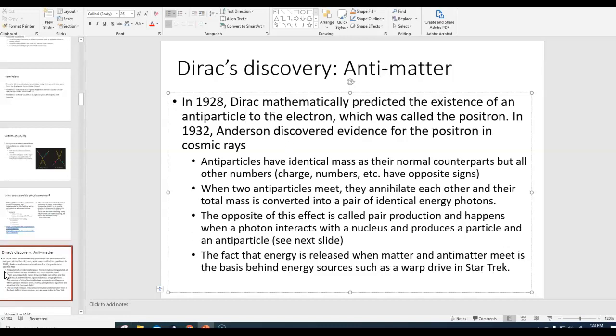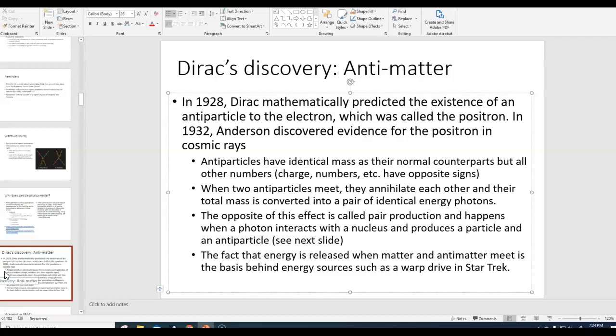Now, when I say an antiparticle to the electron, a lot of people think that the proton is the opposite of the electron, but that's not true at all. In fact, the proton is thousands and thousands of times more massive than the electron. Now, it is true that one is positive and the other is negative, and they have the same size of charge, except one is positive and one is negative. But besides that, they're completely different.